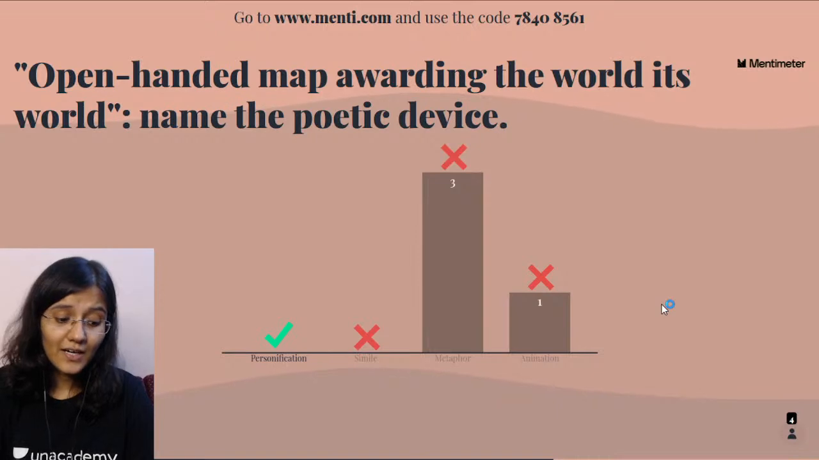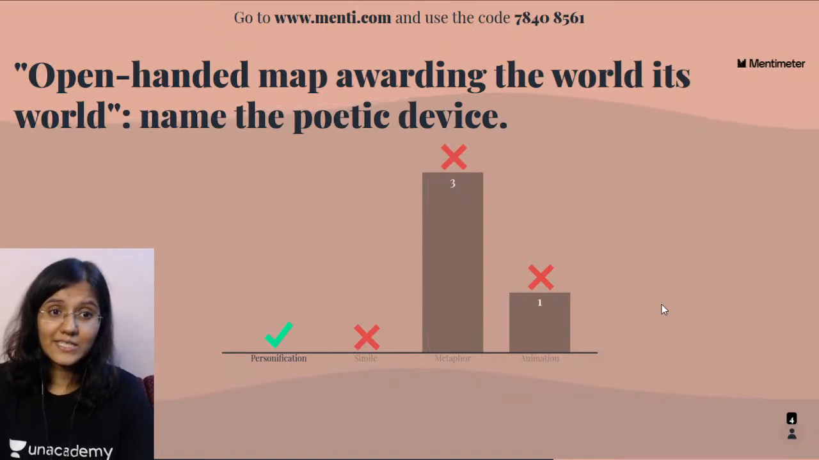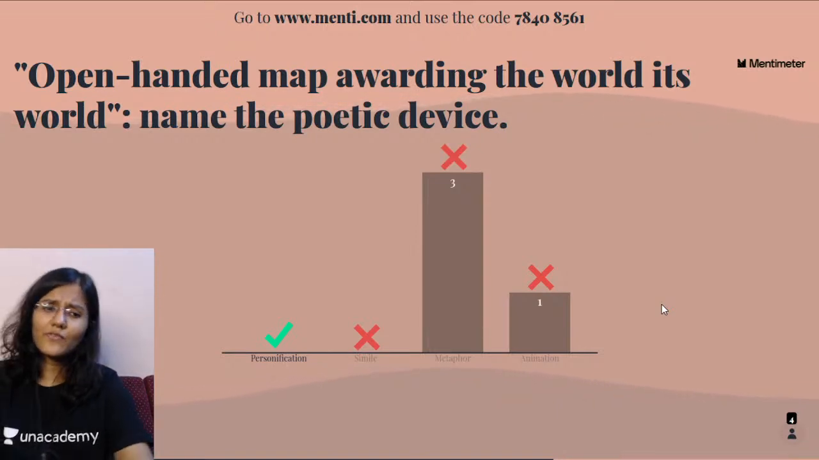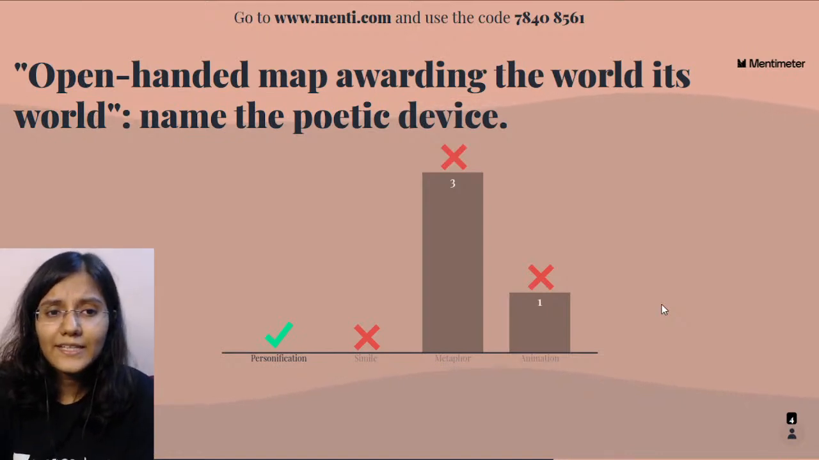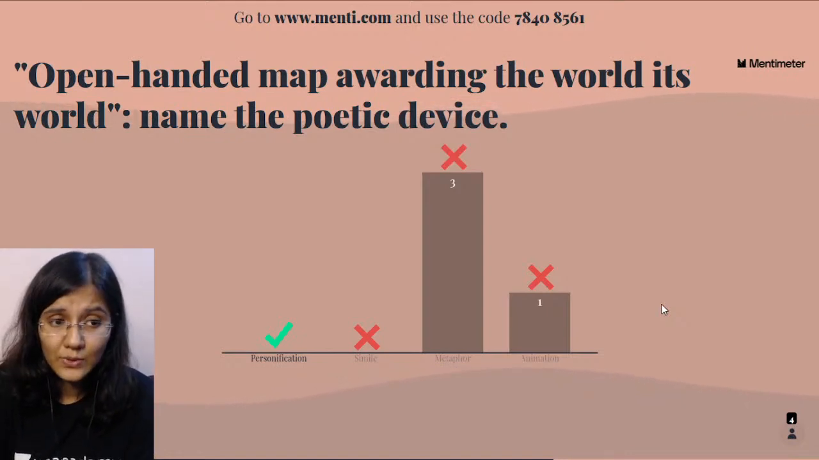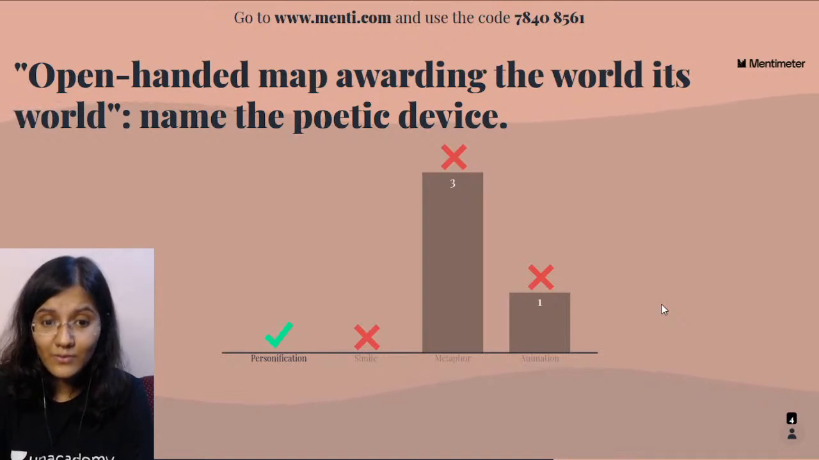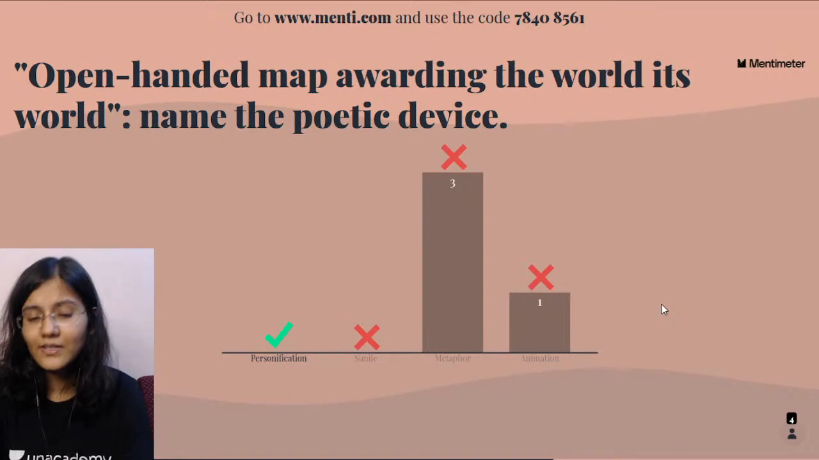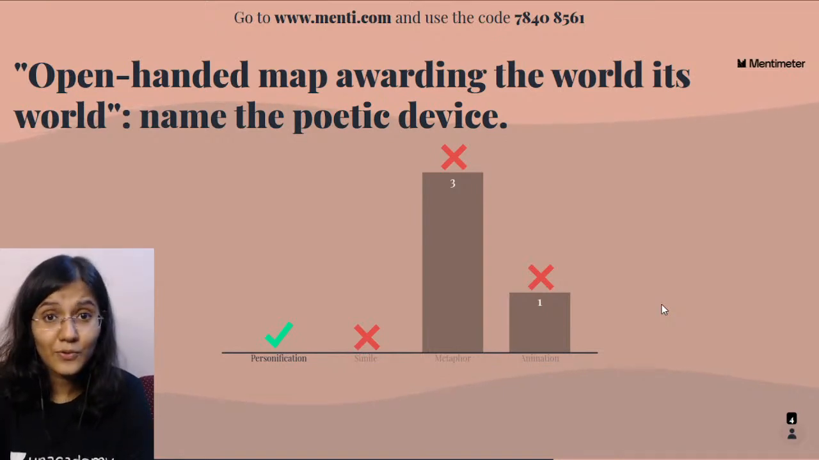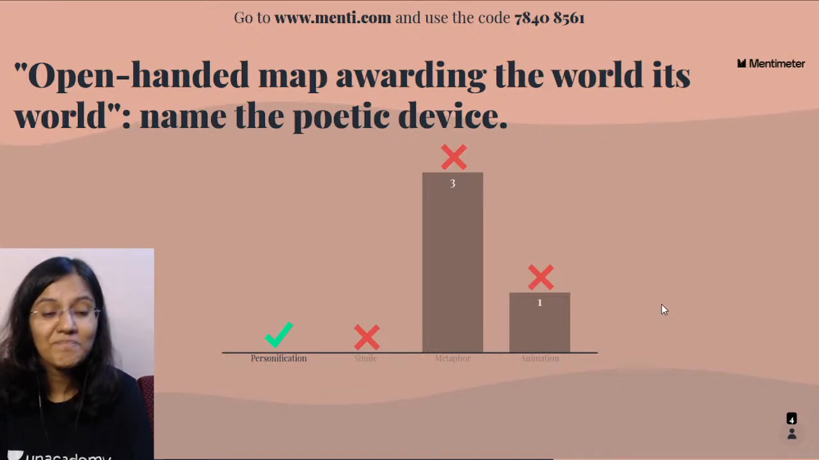We have another question that everyone seems to have gotten wrong. Open-handed map awarding the world its world. Okay, the poetic device here is not metaphor and not animation. Again, animation isn't actually a poetic device at all. It's just a word that I picked up and threw in there. So you should know that's not a poetic device. Don't say it is at any point of time.